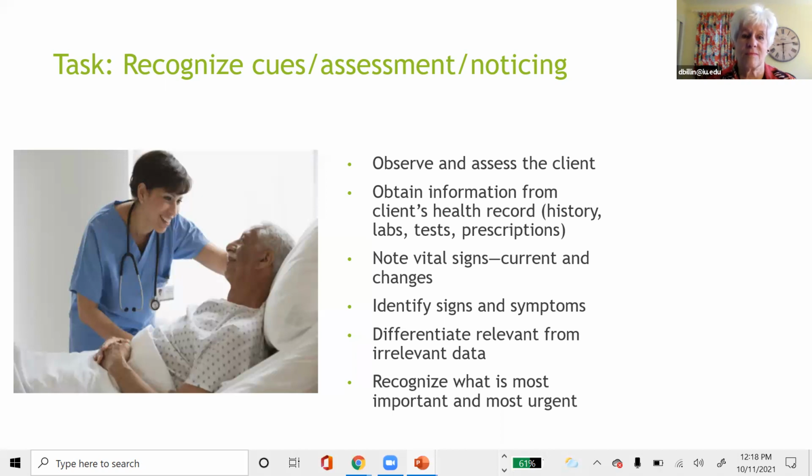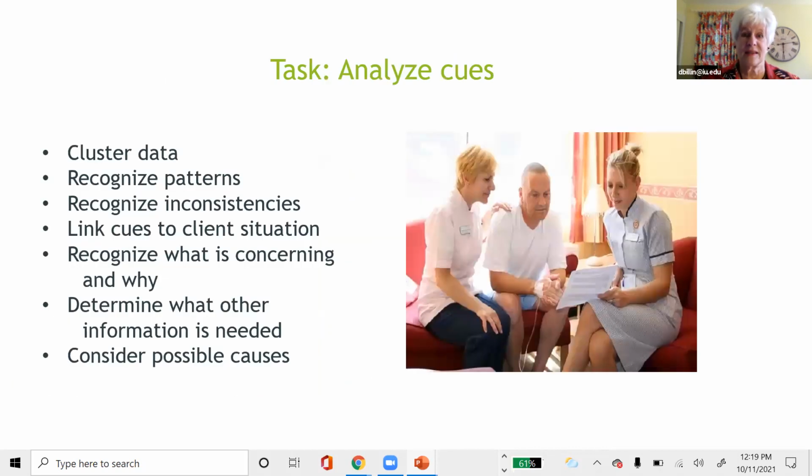But again, it's what happens after each of these tasks. So you see there the list of things that's going to happen when the student recognizes the cues, and then you have to see that behavior from the student somehow, in writing or in actions or in verbal conversation, that they have recognized the cues that are appropriate. And then the next step, of course, is to analyze these. And that's what didn't happen with the student who was taking care of my friend. So in analyzing the cues, the student and the nurse put things together, cluster the data, recognize patterns, see what's going on, and connect the dots.